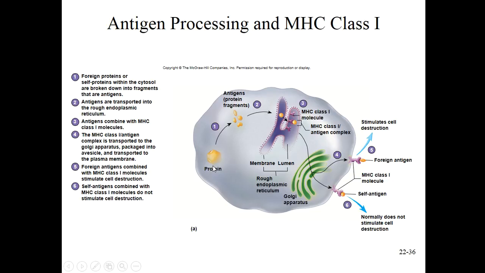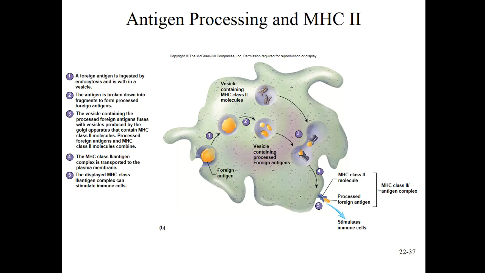Likewise, if it accidentally consumed a self-antigen, it will post it on an MHC class 1 so that it doesn't stimulate cell destruction. It's saying, look, this is just me, don't eat me, don't destroy me. So that helps us understand foreign antigens are bad and we want them to be destroyed. Self-antigens mark our own cells and we don't want them to be destroyed.